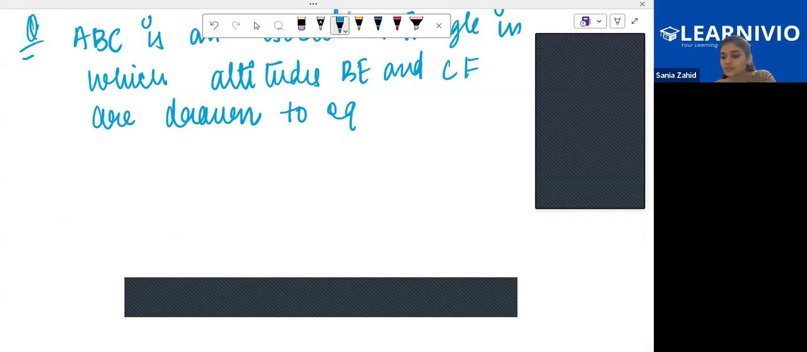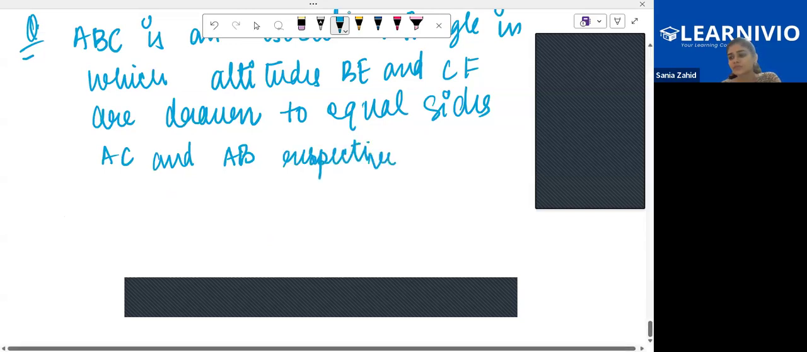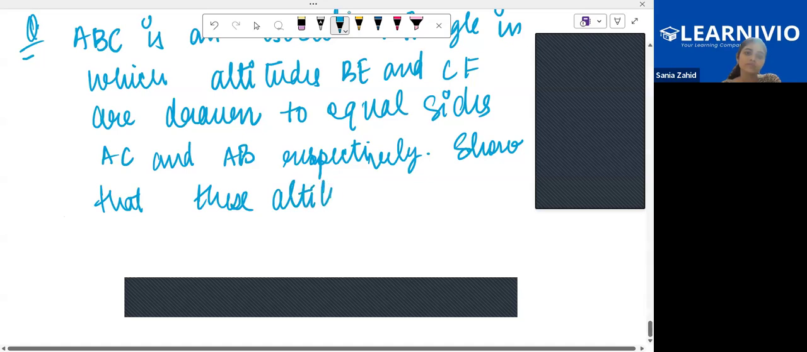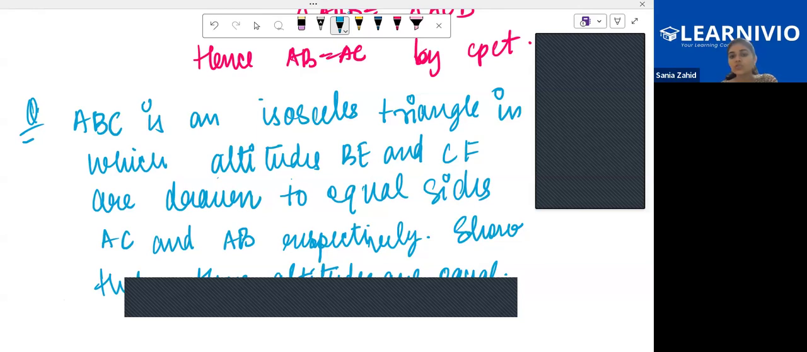Okay, so altitudes are drawn to equal sides AC and AB respectively. Show that these altitudes are equal. Okay, so we have ABC is an isosceles triangle in which altitudes BE and CF are drawn to equal sides AC and AB respectively, show that these altitudes are equal.